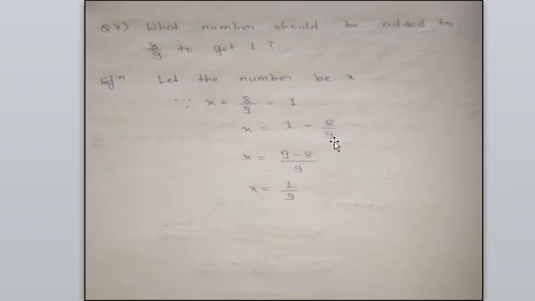So now here we can notice it is in the form of a mixed fraction, we will convert it into a proper fraction. So simply multiply 9 with 1 and subtract 8. So that is 9 into 1 is 9 minus 8 divided by 9. Then 9 minus 8 is 1 divided by 9. Therefore x is 1 by 9. So what number should be added to 8 by 9? So 1 by 9 should be added to 8 by 9 to get 1.